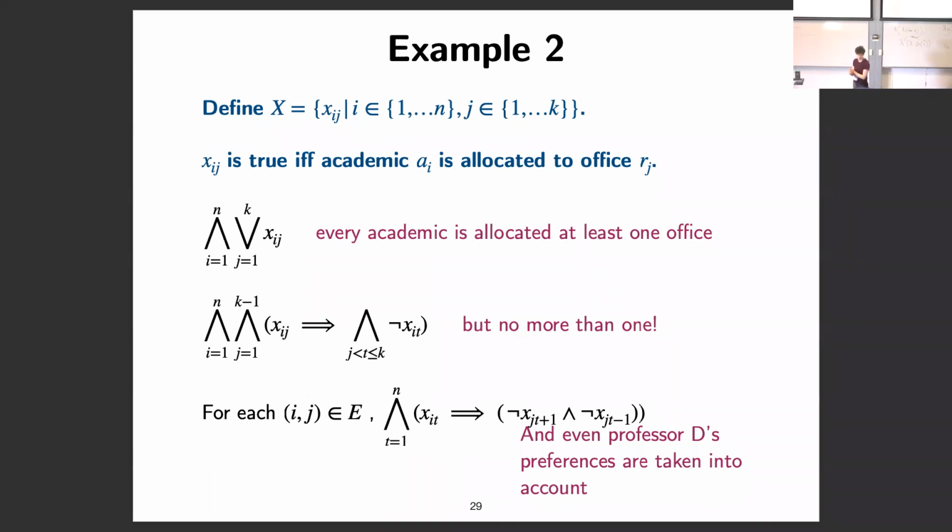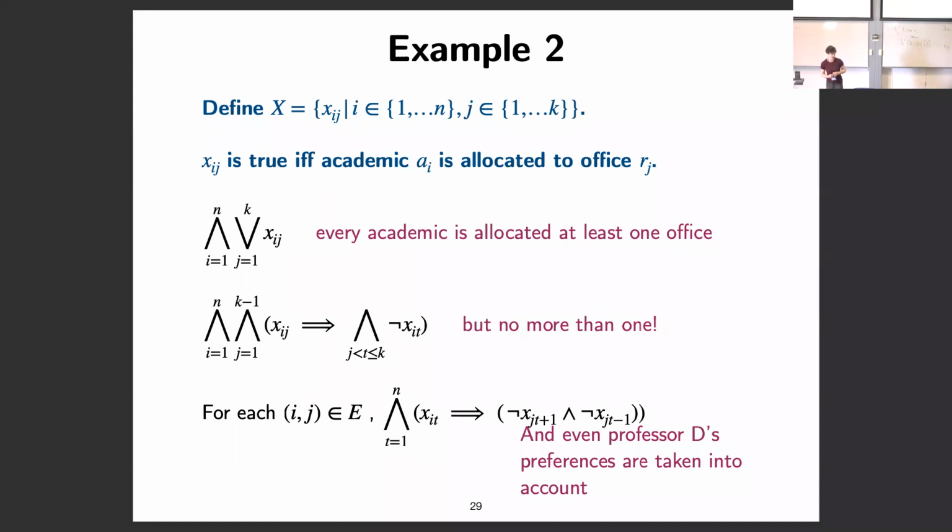For the no more than one, I'm putting in this implication. If x_ij is true, then for all other x_i-something, they must be false. So if academic one is in office one, then x_11 is true, but x_12, x_13, x_14, and so on must all be false.